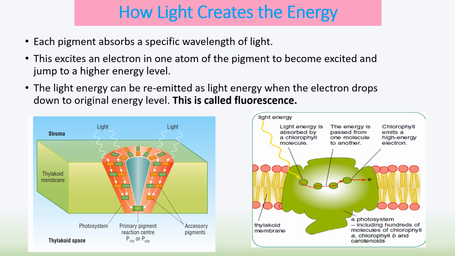And here you see a different way of showing it. The light energy gets absorbed by, in this case, a chlorophyll B molecule. The energy then gets passed on to other molecules and eventually gets to the primary center, which is.